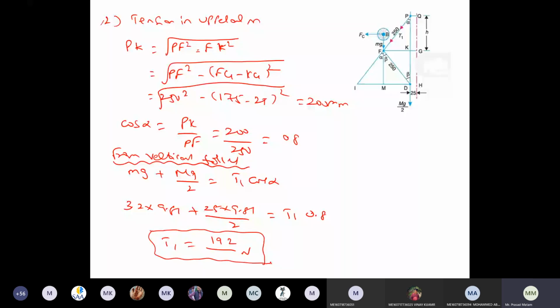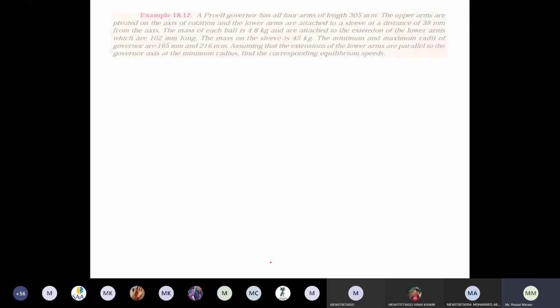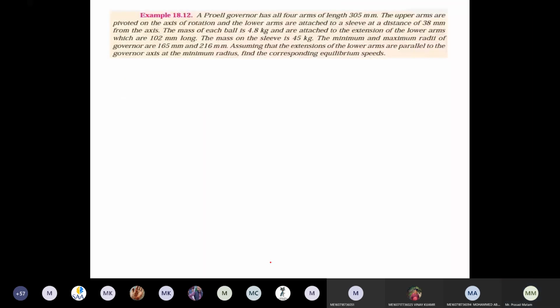Let me go to one more problem. 18.11, with the limited time, yeah, I will solve 18.12. 18.11, take this as homework for you. That also I will solve if time permits. Now let us go for 18.12.